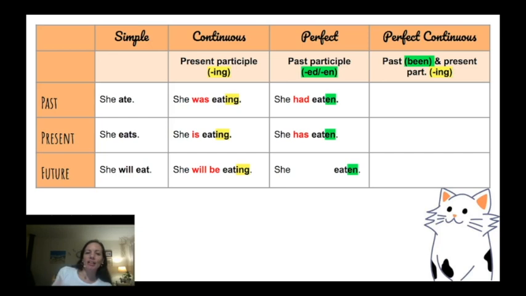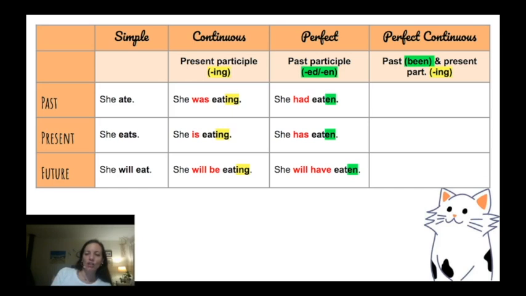Next, we're going to put it into the future tense. So, she will have eaten. So, if I wanted to say, by the time I get home, Twiggy will have eaten her kibbles. That action would have been completed.